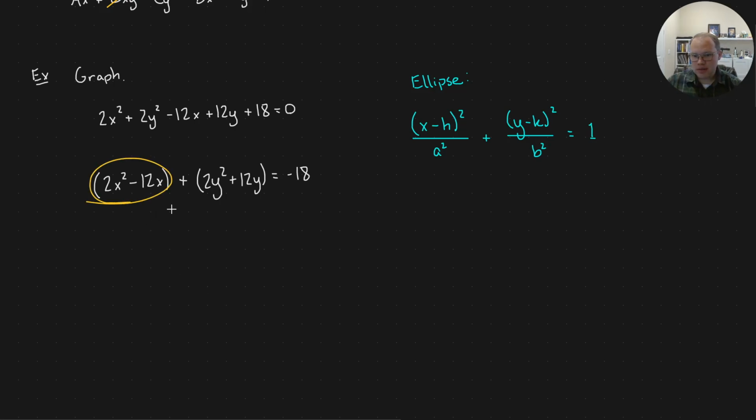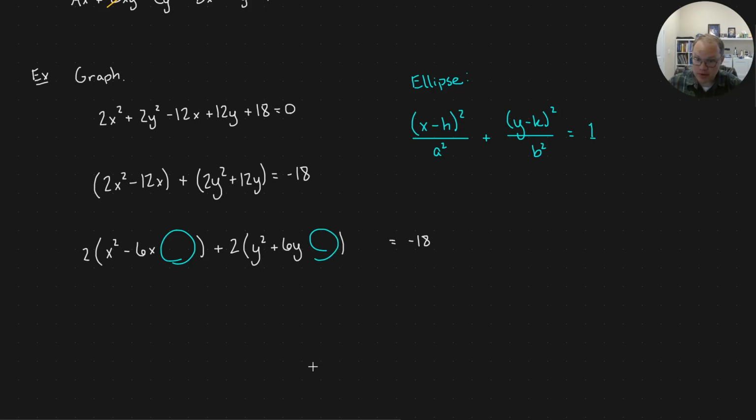For my x and for my y, actually, I have a 2 in front of both the x squared and the y squared terms. And I need that to be a 1 in order to factor this as a perfect square. Okay? So for each of these, let's factor out that 2. And notice I'm leaving some space here so that I can add in the numbers that are going to make this a perfect square. Okay, so let's do it for each of these.